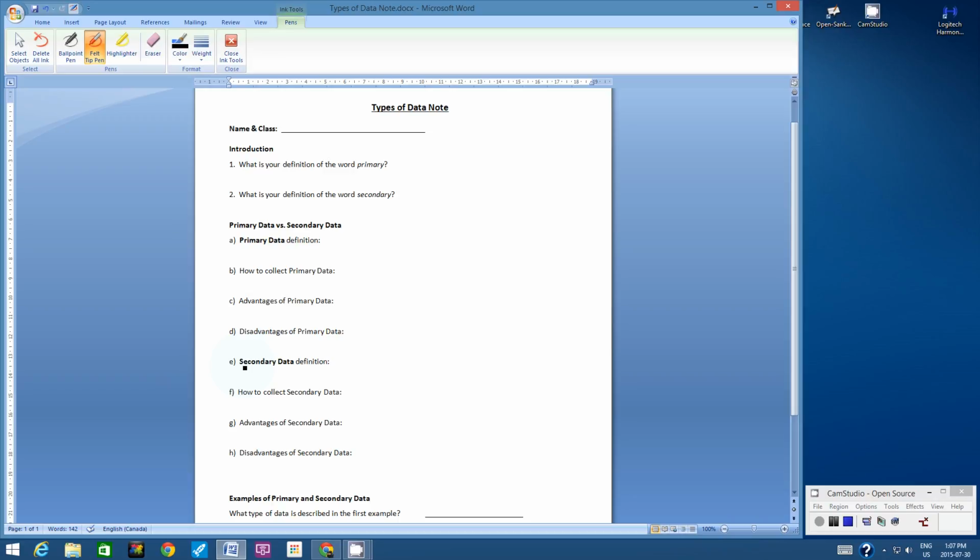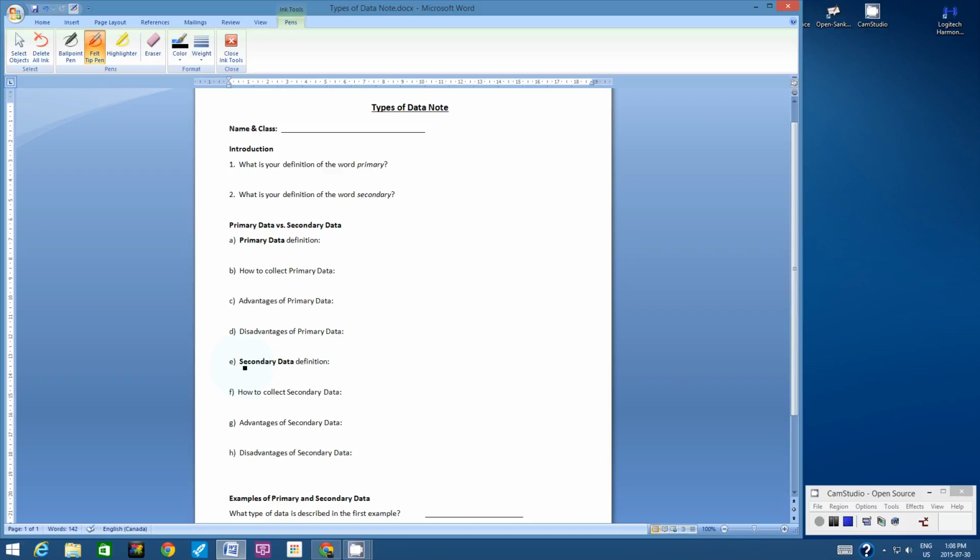So let's go to point F, how to collect secondary data. Well, secondary data comes from books, from encyclopedias, from newspapers, reports, and of course, in this day and age, websites. The advantages of secondary data. Well, it's less expensive and less work to do because someone else has collected the data for you. Sorry, that's an advantage of secondary data.